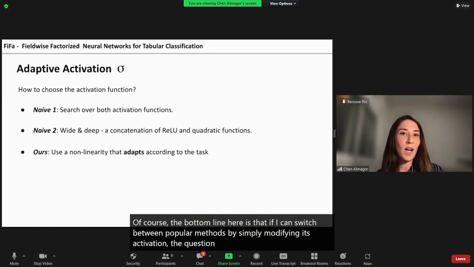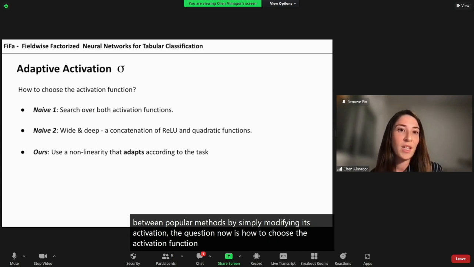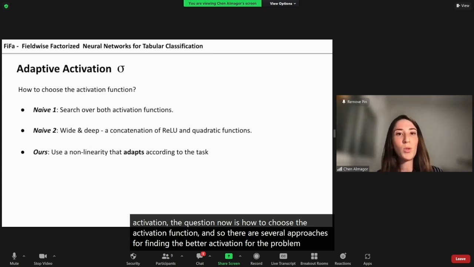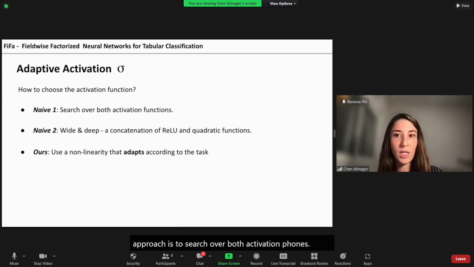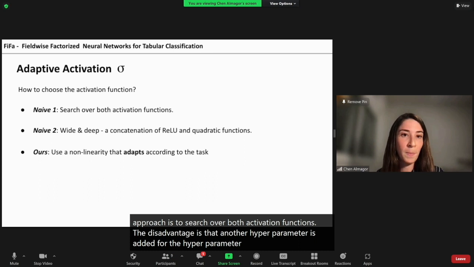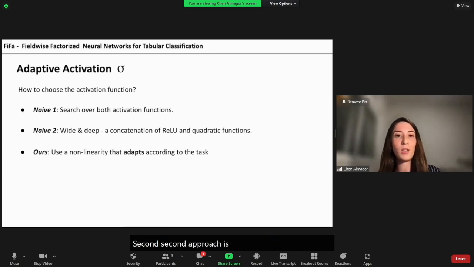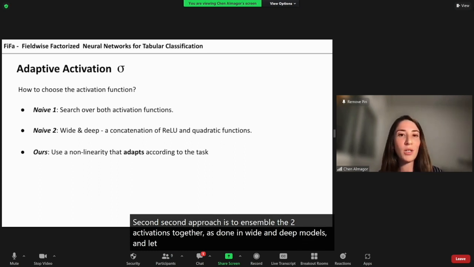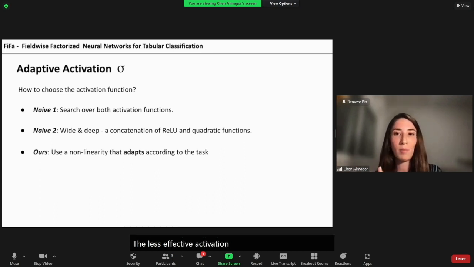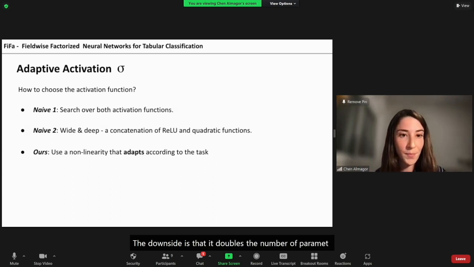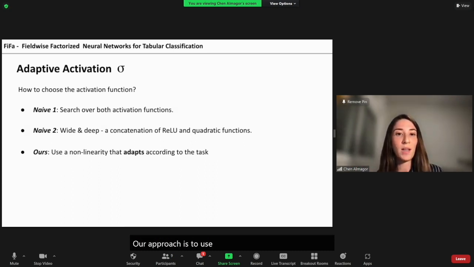The question now is how to choose the activation function. There are several approaches for finding the better activation for the problem. One approach is to search over both activation functions. The disadvantage is that another hyperparameter is added to the hyperparameter search. The second approach is to ensemble the two activations together as done in wide and deep models, and let the model degenerate the less effective activation and direct the parameters to the better one. The downside is that it doubles the number of parameters. Our approach is to use a nonlinearity that automatically adapts according to the task.